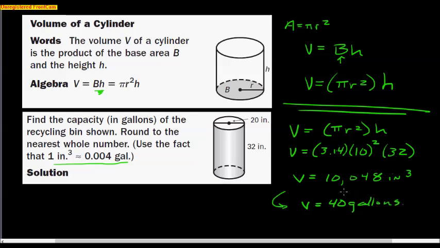Okay, so there's example 2, and I'm going to put the checkpoint problems up here in a minute, and you can take your time here to pause it and do those checkpoint problems, and then unpause it and see if you're right.